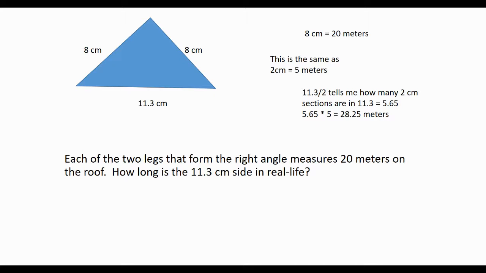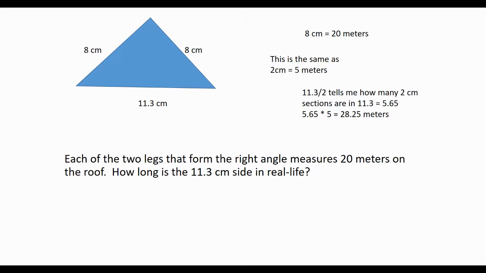So that means that 8 centimeters equals 20 meters, which is the same as 2 centimeters equals 5 meters. I've just simplified by a scale of 4, or actually a scale of 1/4. I've divided by 4. So I want to know how long the 11 and 3/10 centimeter side is in real life. So what I'm going to do is see how many centimeter chunks are in 11.3. There are 5 and 65 hundredths centimeter chunks in 11 and 3/10.